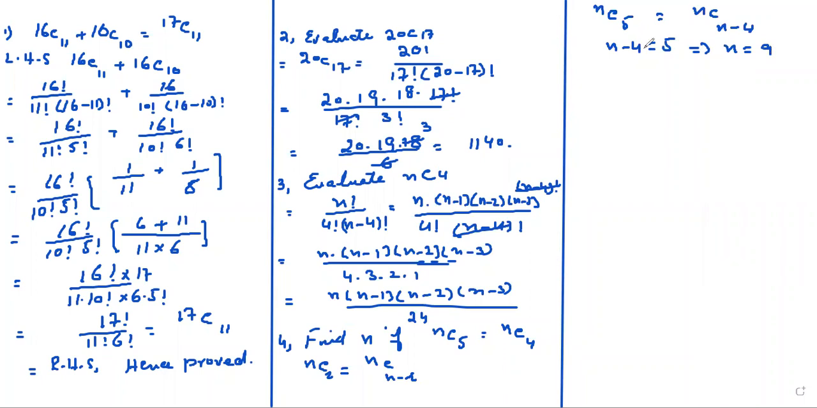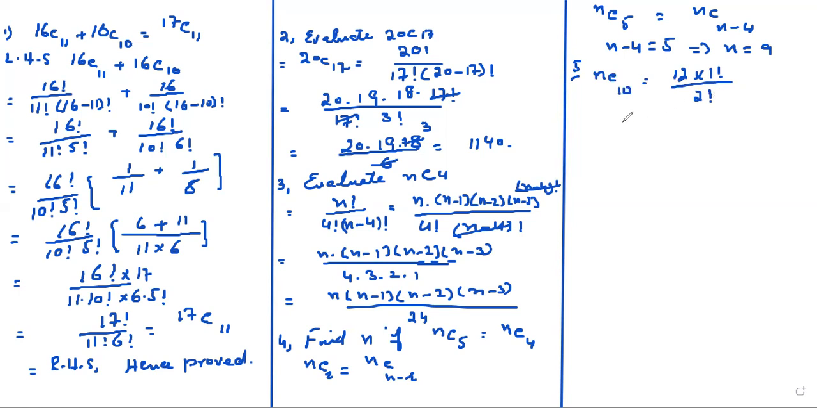One more question I'm doing. Question number 5 today. NC10 equals 12 times 11 divided by 2 factorial. It is 2 factorial rather, not 10. 12 times 11 divided by 2 factorial.